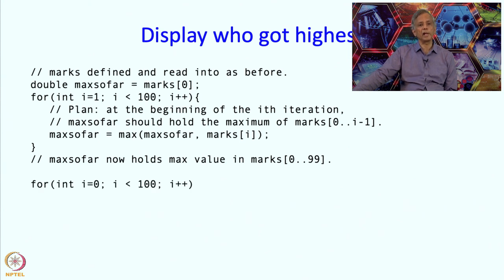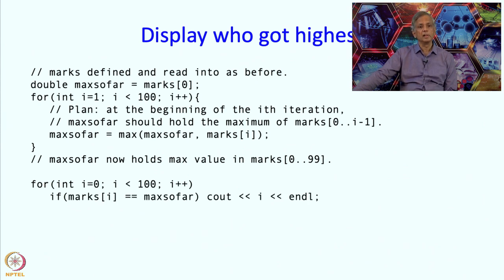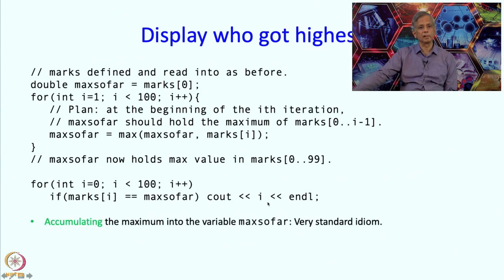Now we just have to check which are the marks, or which are the roll numbers really, who have got that many marks. So we again go over all the elements, this time even including 0, and we are going to check, are the marks of I equal to max so far? If so, then we should print out I. So that is it. Okay.